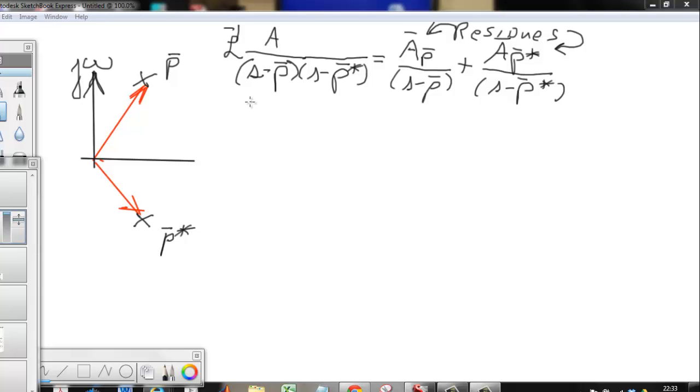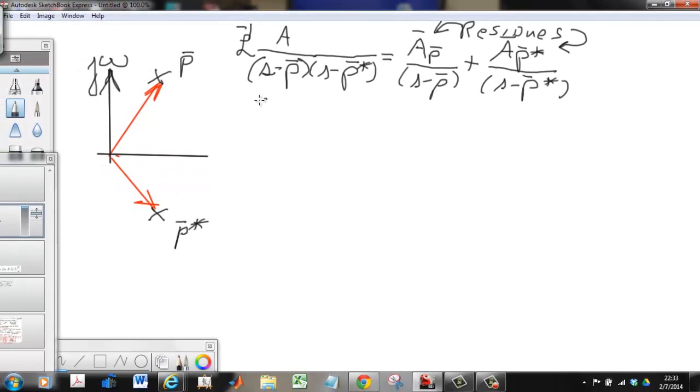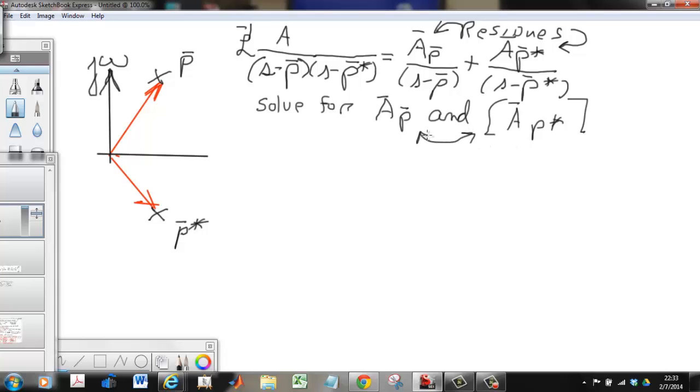So the next step is to solve for the residues. We want to solve for the residue for pole P, A_P, and that's going to be a complex number, and for pole P star, A_P star, which, as it turns out, is going to be the complex conjugate of A_P. These two are going to be complex conjugates. So if we solve for one, we don't need to solve for the other. We just need to take its conjugate.